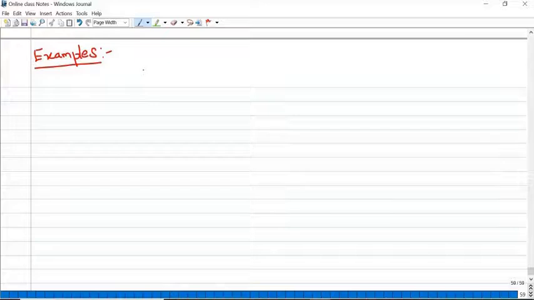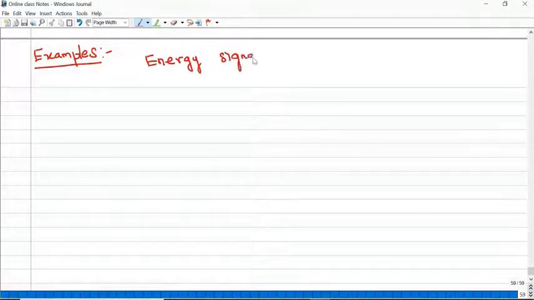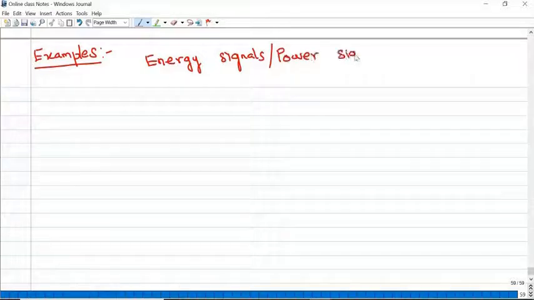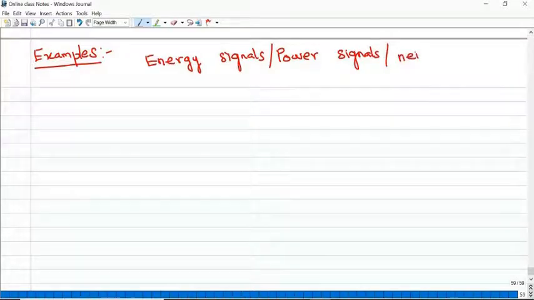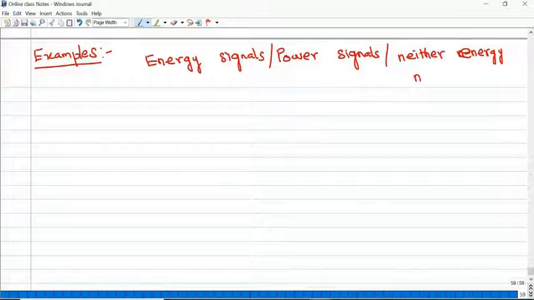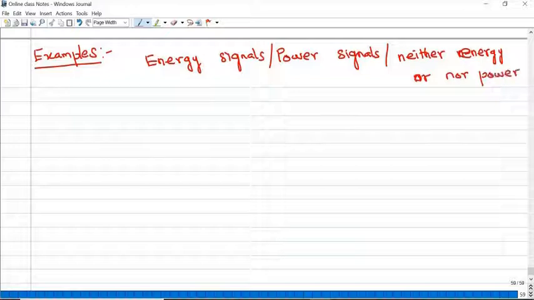Find which of the following signals are energy signals, power signals, neither energy nor power. Okay.